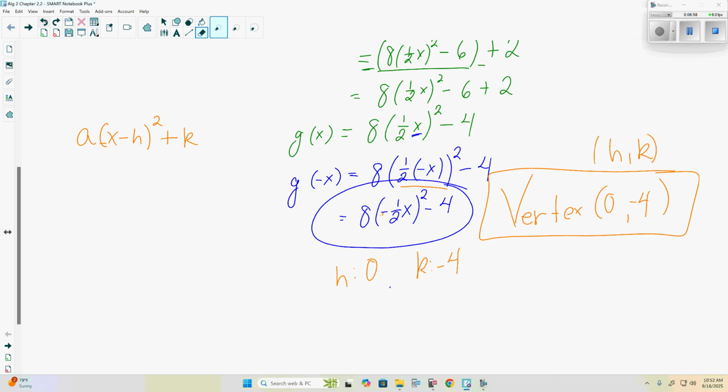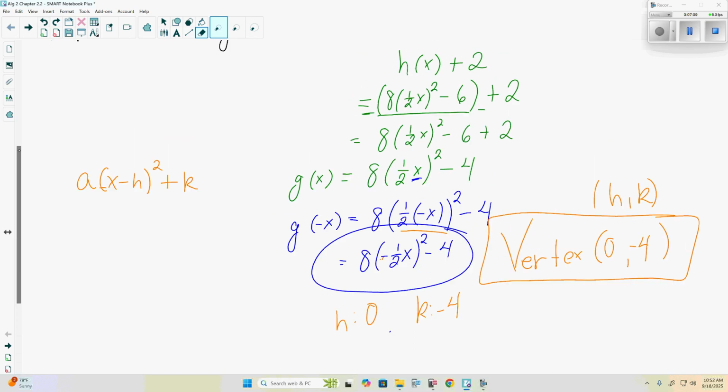Any other questions on the homework? 17. What's the equation for 17?